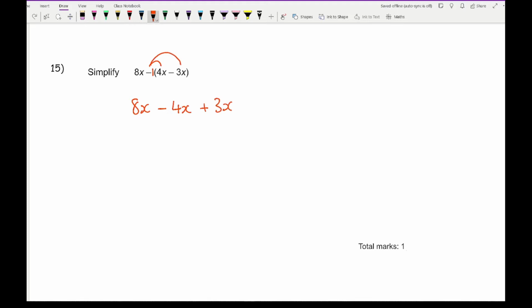So then all we need to do is join the like terms together, which gives us an answer of 7x. Alternatively, what we could have done is just done 8x, simplified what's in the bracket, which has just been 1x, and we still would have ended up with the same answer.